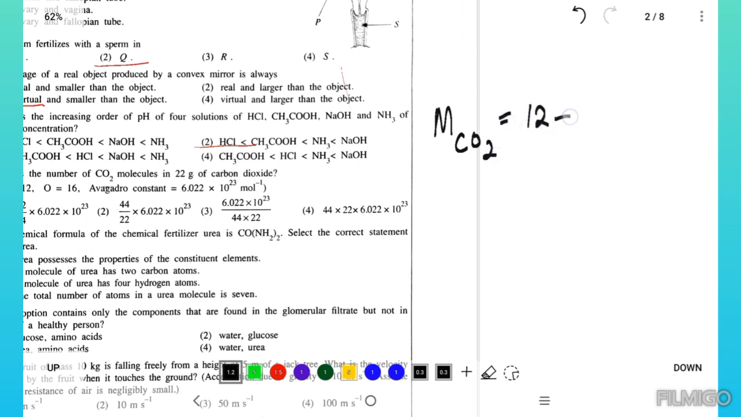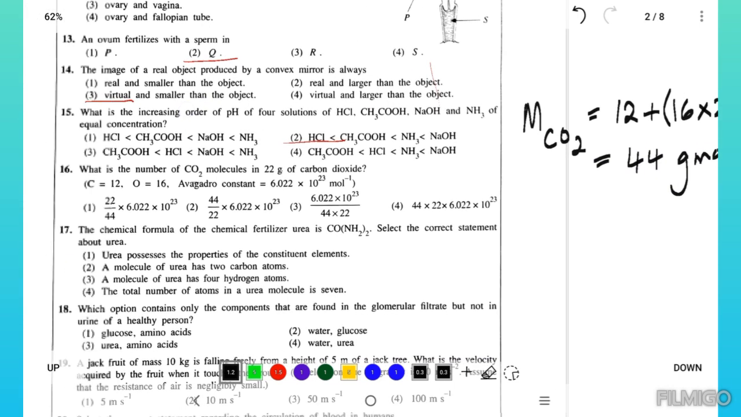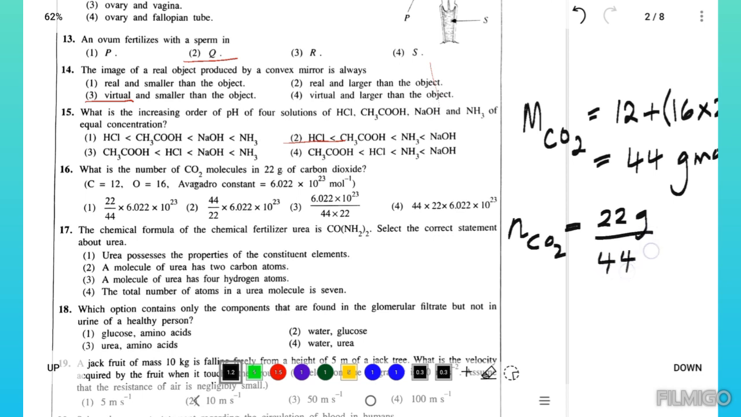That is 12 plus 60 into 2, 44. Right? So, here, they have given only 22 grams. So, we can find the number of carbon dioxide moles. 22, again, that n equals simple m over capital M formula. Divide by 44 grams per mole. So, this is the number of moles.